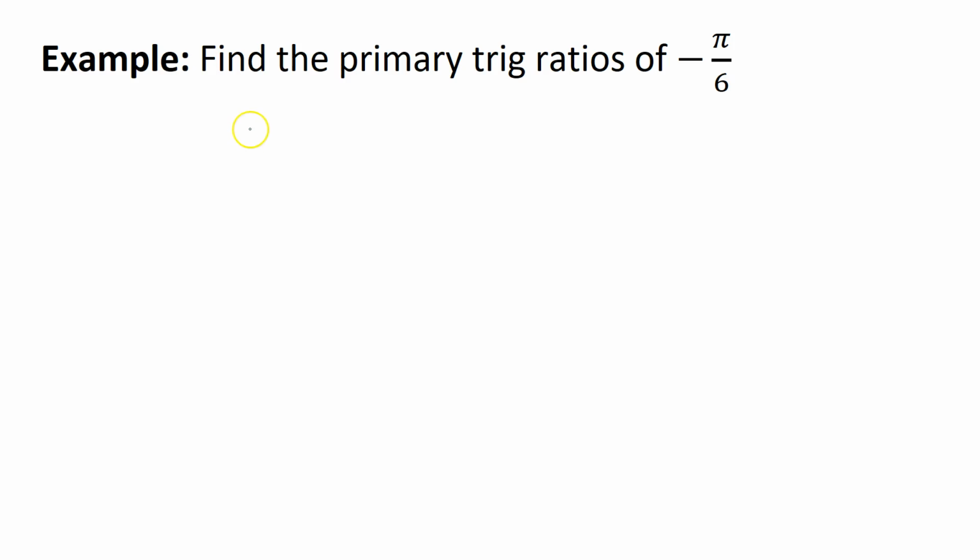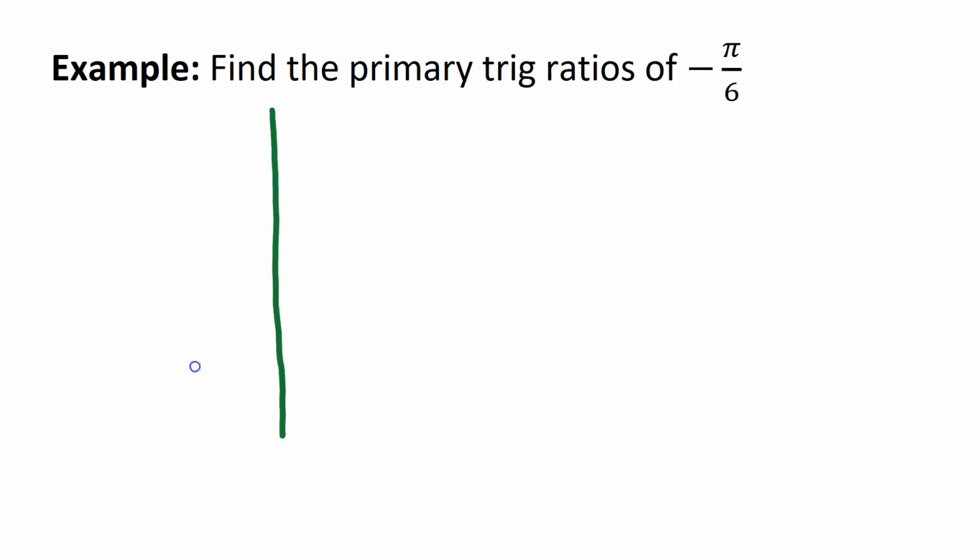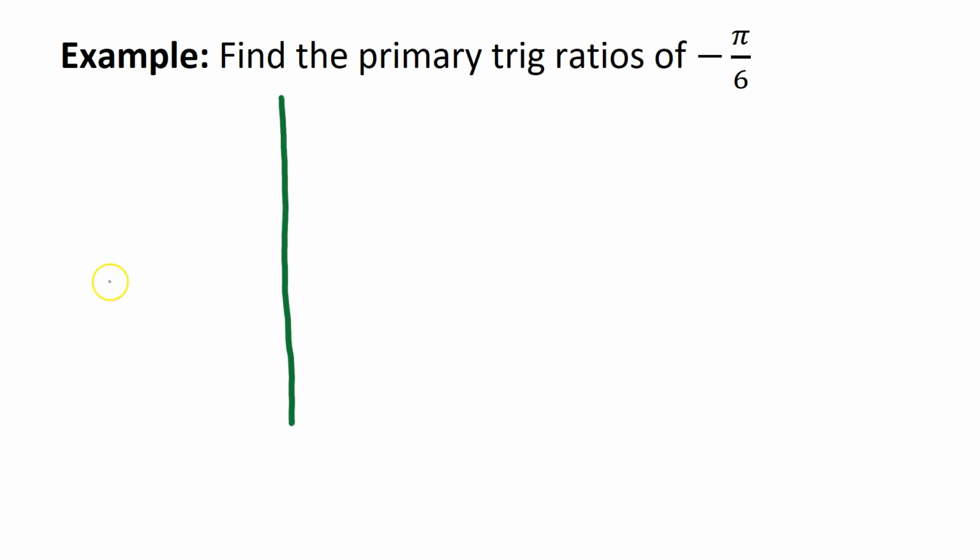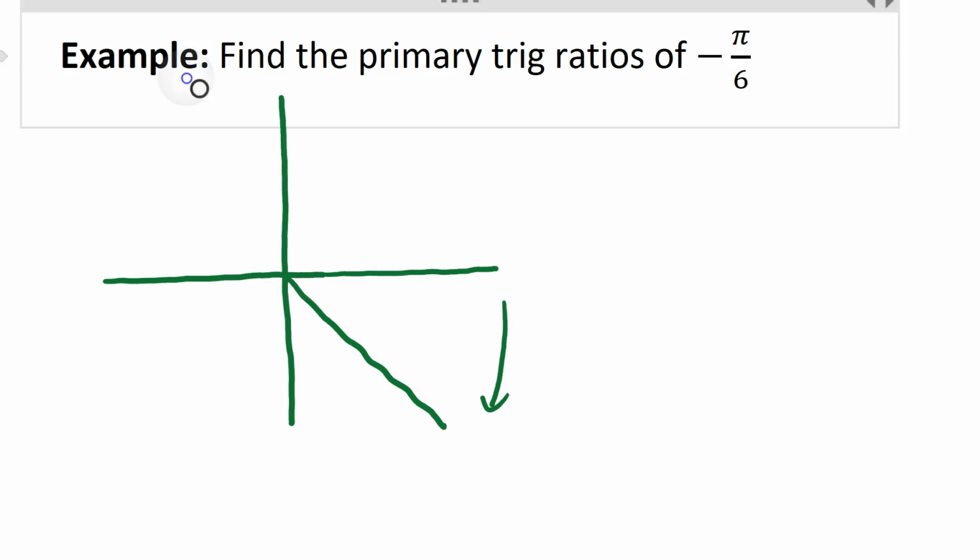So the first thing I'm going to do is draw my diagram to help visualize negative pi over 6. It's a negative rotation, so we're going in this direction. And I can visualize this to say that if I take pi and I break it up into six parts, and I'm moving one of those, I know that negative pi over 6 is going to be right there. So that's pi over 6.